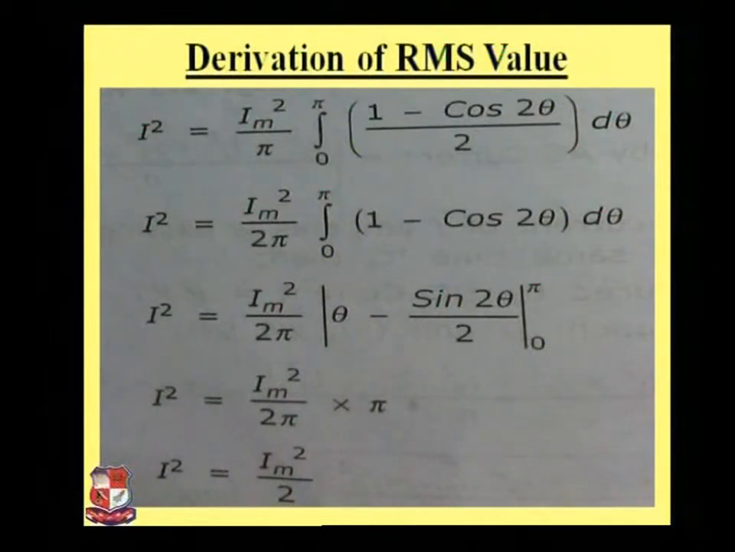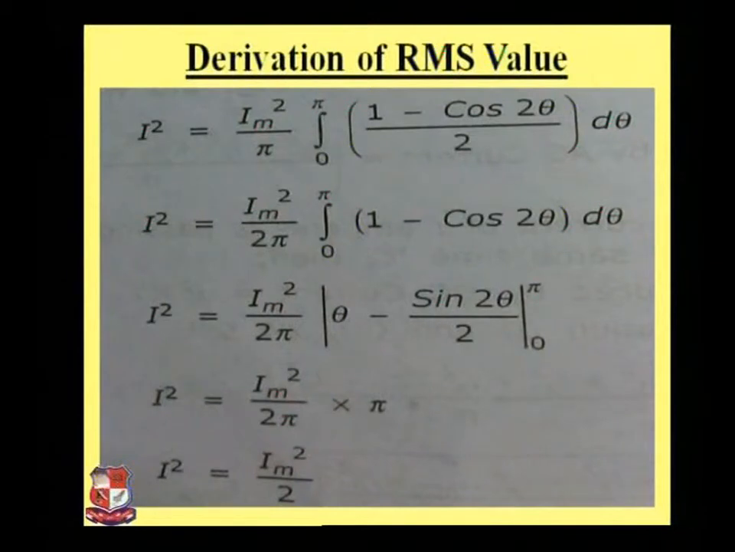Now the 2 is again a constant, so taking the 2 outside of the equation, we get I square equals Im square by 2 pi, integration from 0 to pi of 1 minus cos 2 theta d theta. Now solving the integration, as we all know that 1 is a constant, so the integration of 1 is theta, and the integration of cos 2 theta is sin 2 theta by 2.